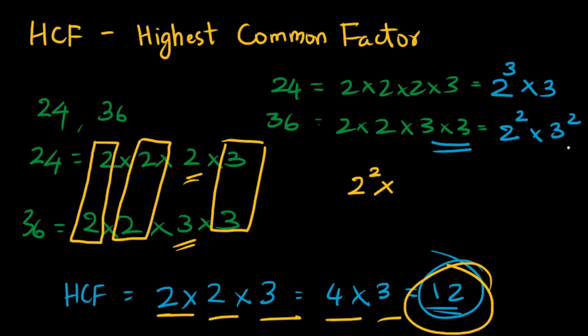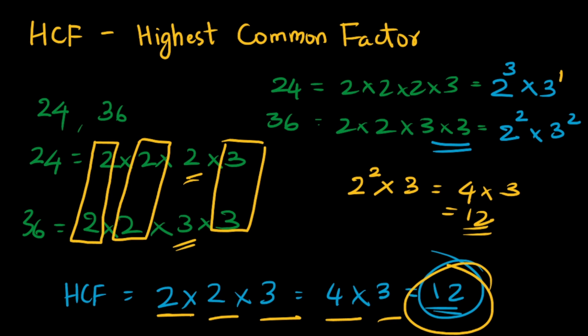So which one is having the lowest power? Here it is 3 and 3 raised to 2, right? 3 is simply 3 raised to 1 itself, right? So 3 raised to 1, that is 3, is having the lowest power. So it is 2 raised to 2 into 3. That is 4 into 3, which is 12. I hope it's clear what I'm trying to say.